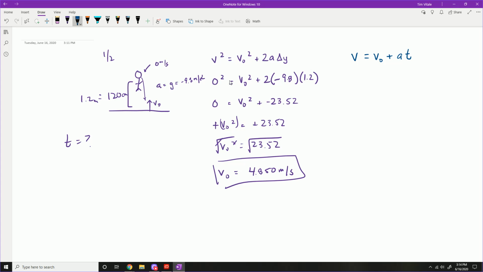The first way is to say that we'll still use half of the scenario, so that means that his final velocity is still going to be 0, just like before, because we're only looking at when he reaches the maximum height. Then his initial velocity is 4.850, and acceleration is still negative 9.8, because it's still being affected by gravity, and we can solve for time there. So let me actually write this out for you.